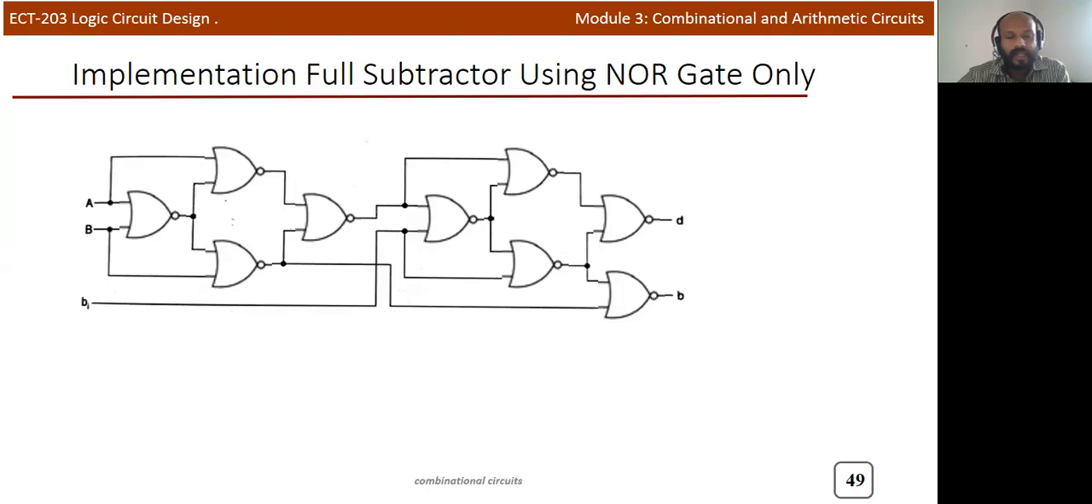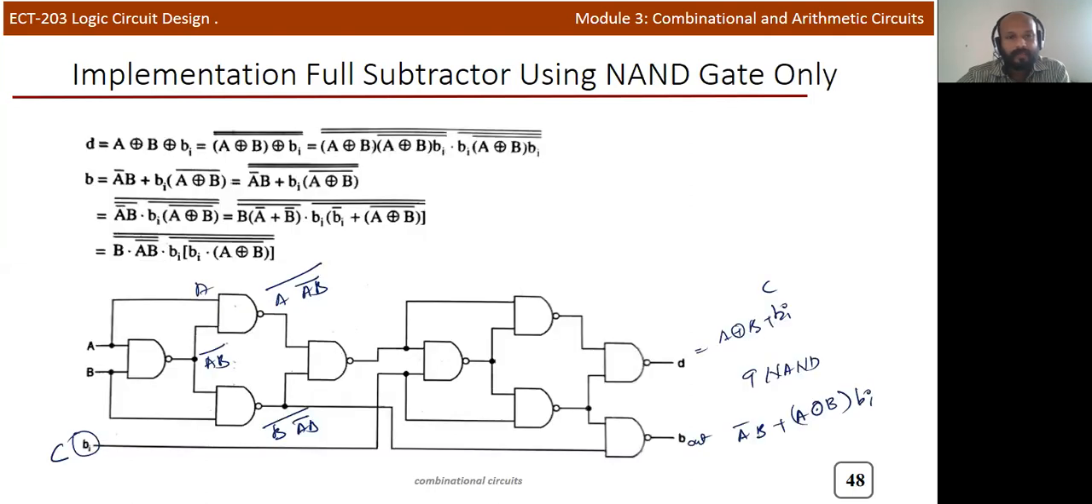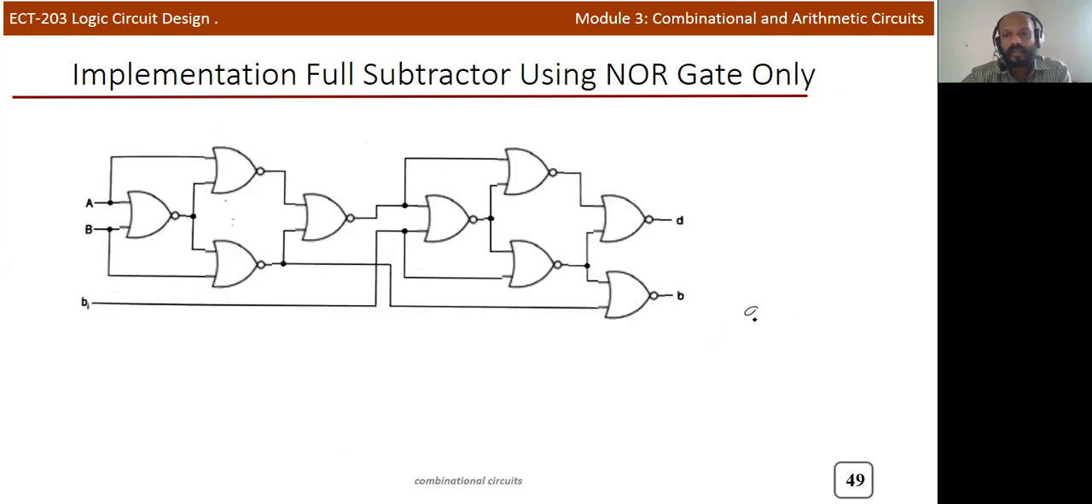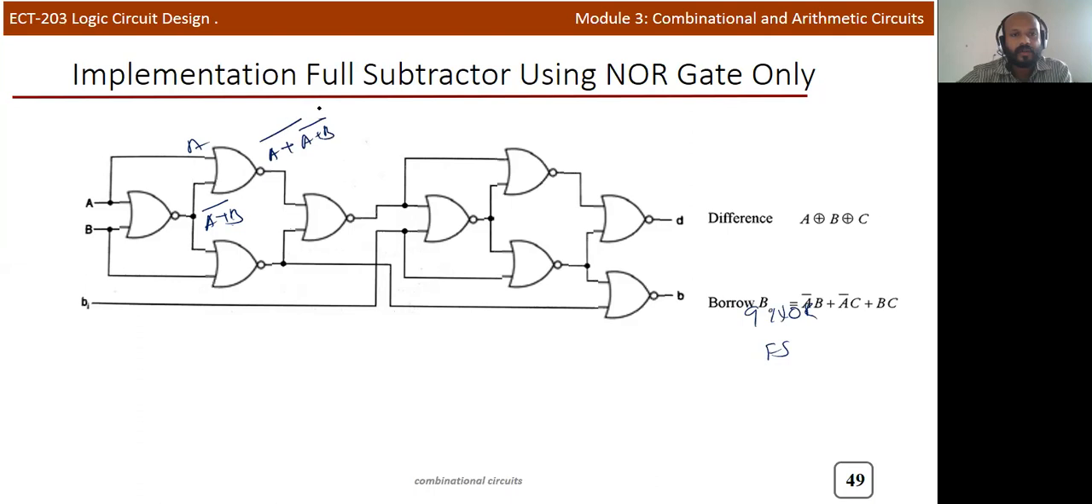Full subtractor using NOR: exactly the same NAND gate circuit you can replace by using NOR gate. This is one method. So again you require 9 NOR gates to implement full subtractor. And here also you can substitute all these values, and finally you will get the borrow is equal to A bar B plus A bar C plus BC. So you need to write like this. Here it is A plus B the whole bar. At the top portion it is A, and second input is B, so A plus B the whole bar. In a similar way it becomes B here, and you need to expand. So finally you can simplify this.